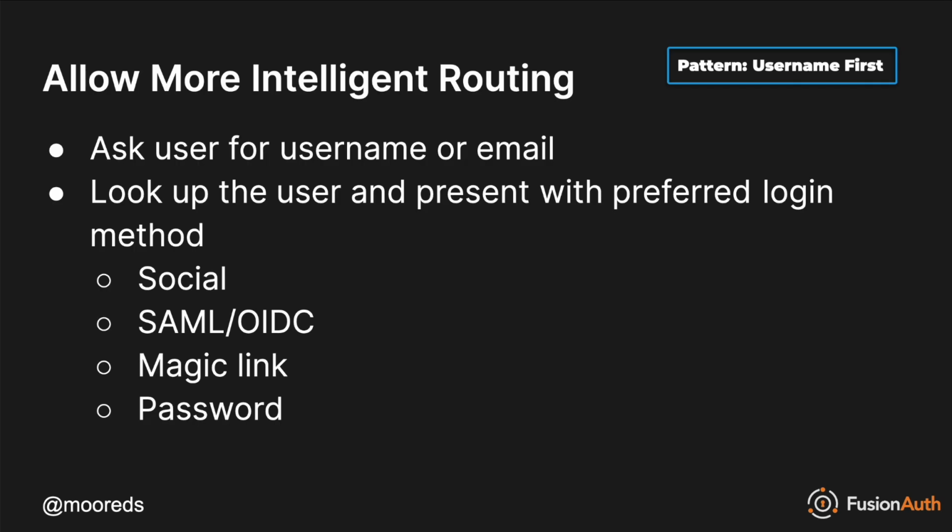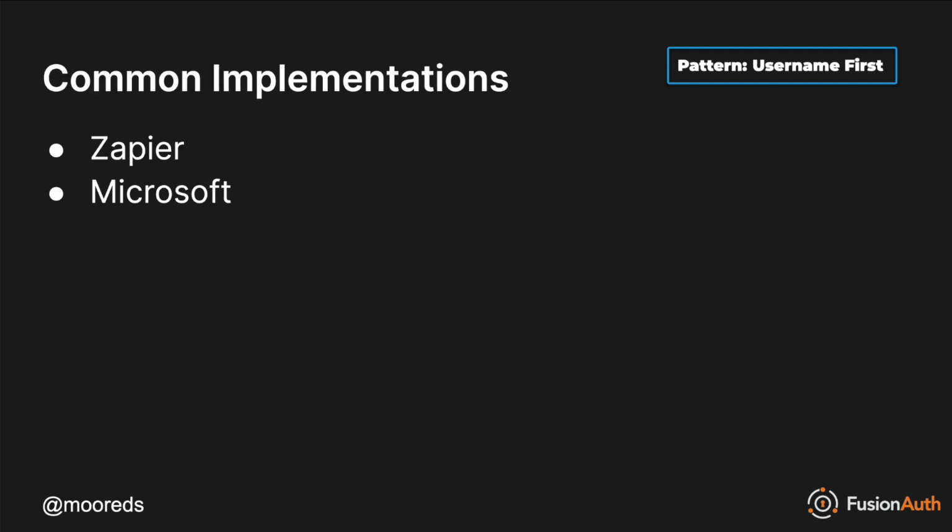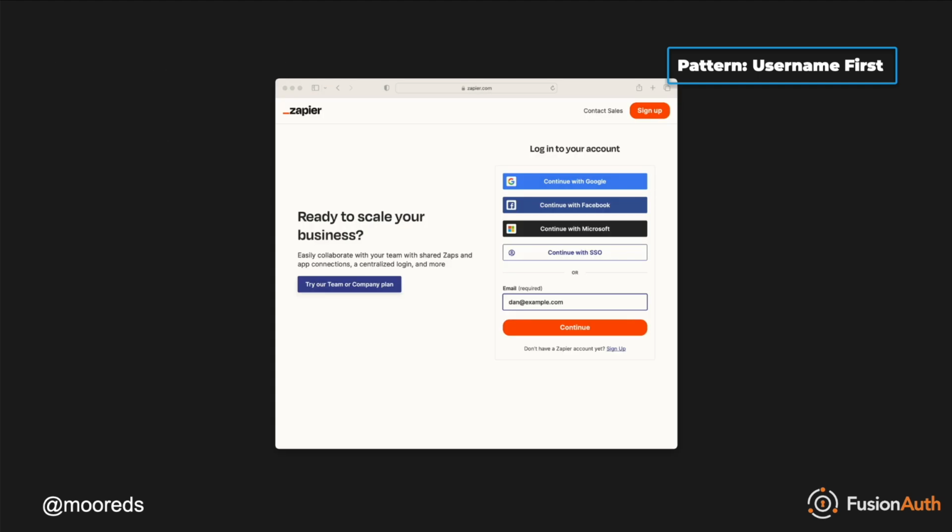Instead of asking the user for their credentials first, we actually asked for some kind of identifier, and then, based on that identifier, we can send them to their preferred method of authentication. Zapier does this, Microsoft does this. I've definitely seen other people do it, but here's an example. You will enter your email first, and then from there, you'll be routed to different authentication options.